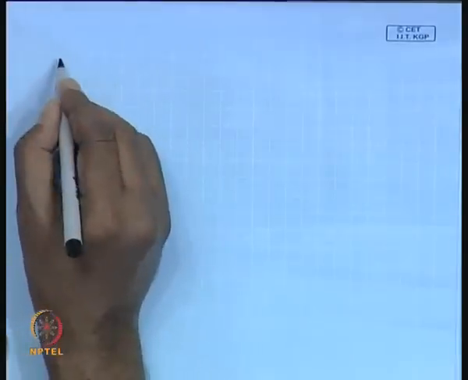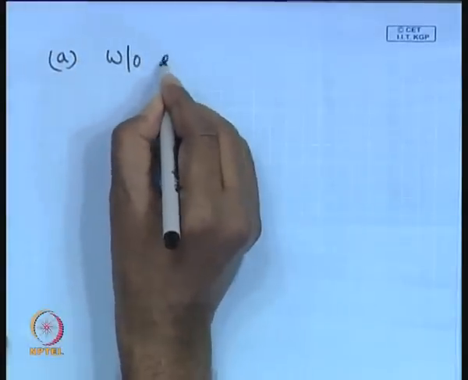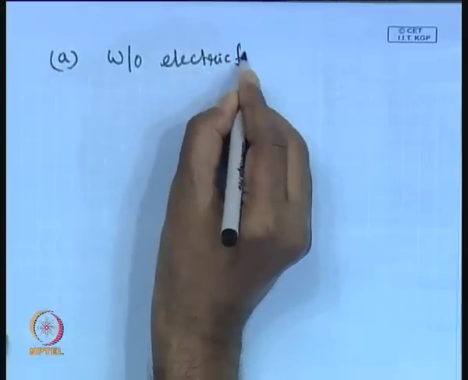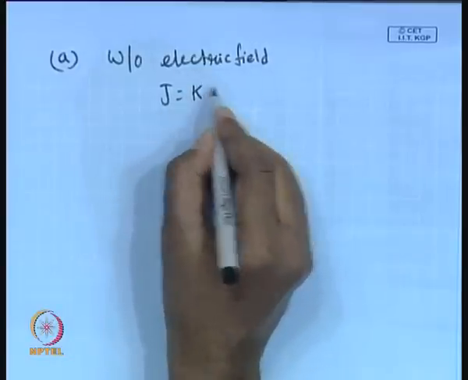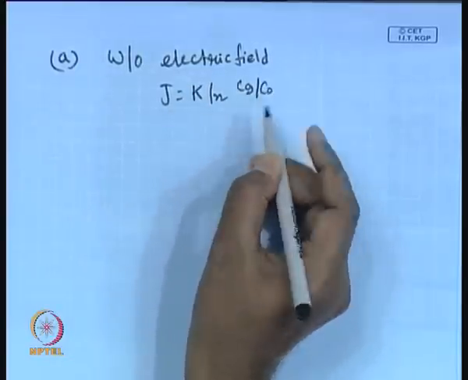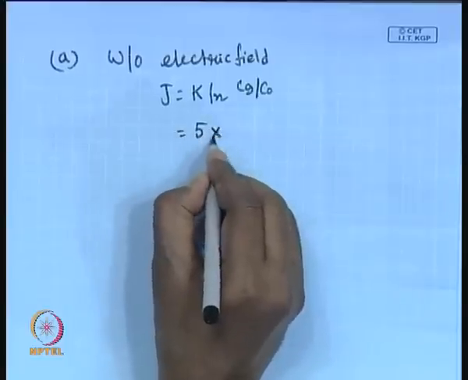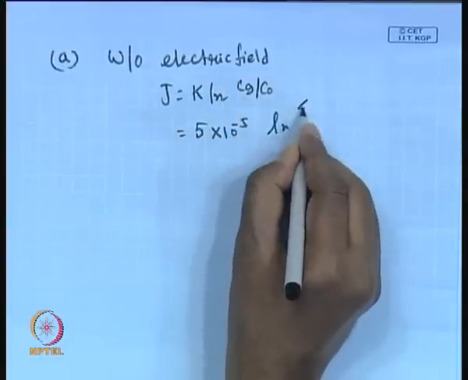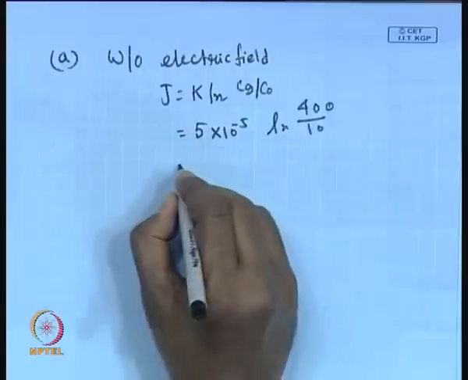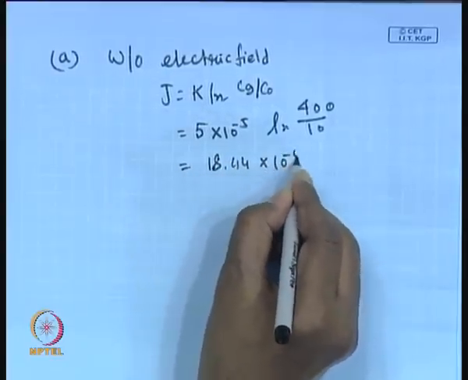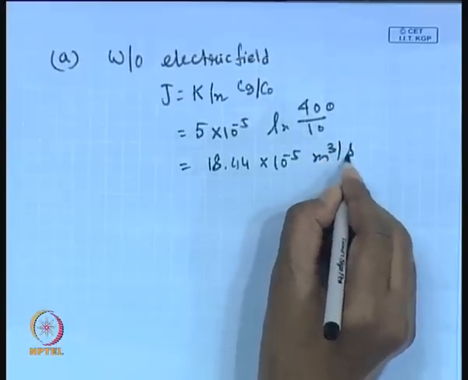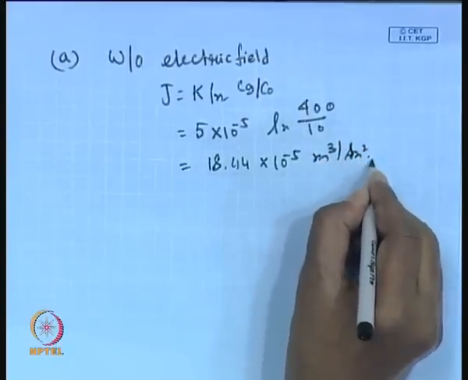So, the first thing that you will do is calculate the permeate flux without electric field. That will be nothing but J is equal to k ln(Cg by C naught), and this k is 5 into 10 to the minus 5 and ln is 400 by 10. So, this turns out to be 18.44 into 10 to the minus 5 meter cube per meter square second.